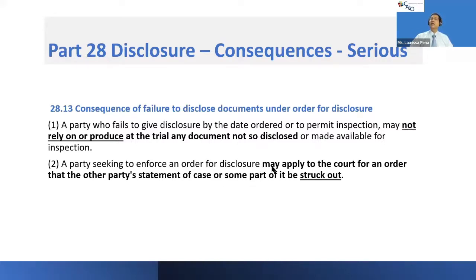And a party may apply to the court for an order that the other party's statement of case or some part of it be struck out. So the consequences are twofold. You can't rely on the document, and your case or part of it could be struck out if the document that you have not disclosed is critical to the proof of that issue.